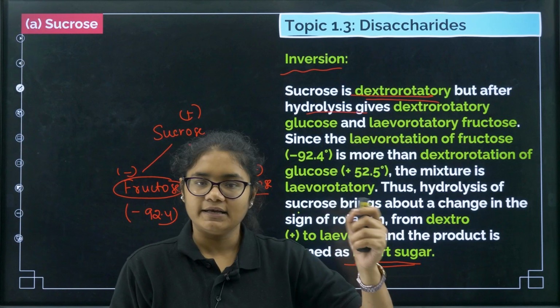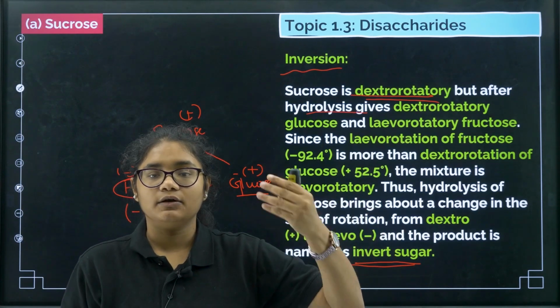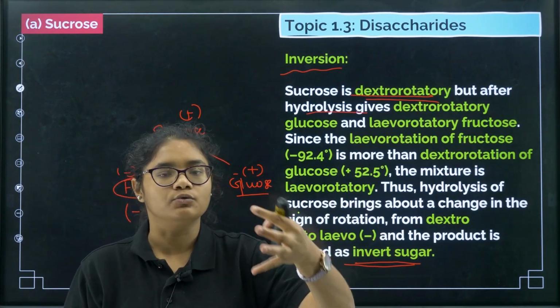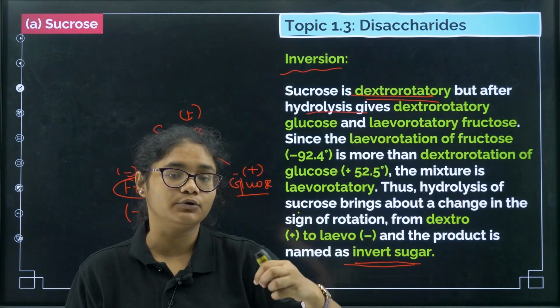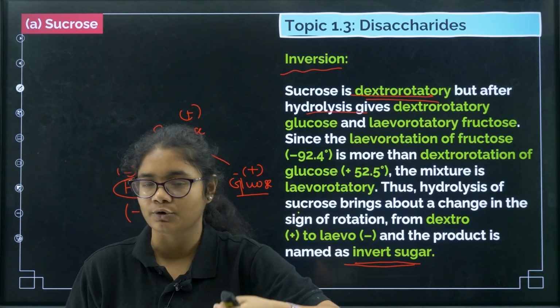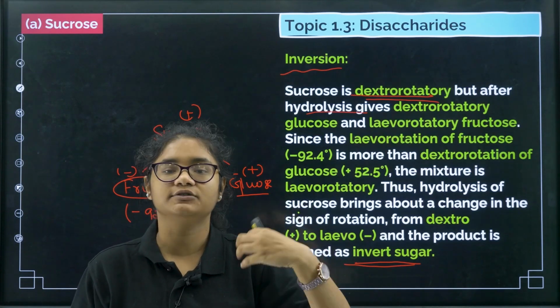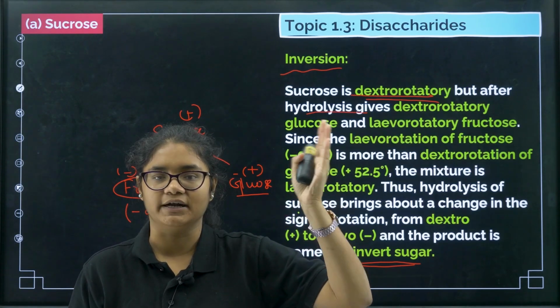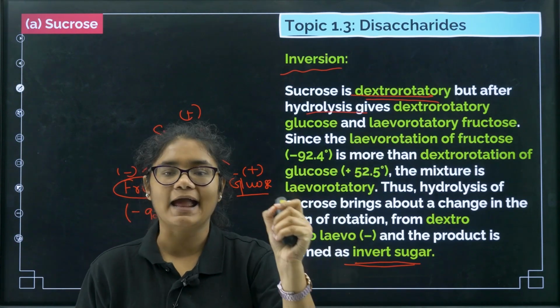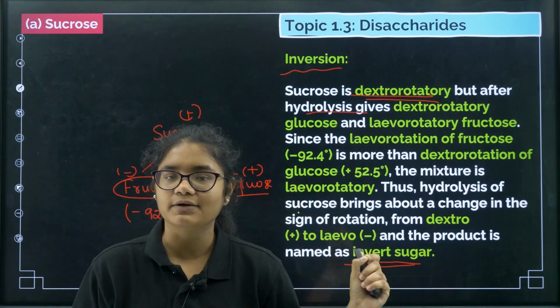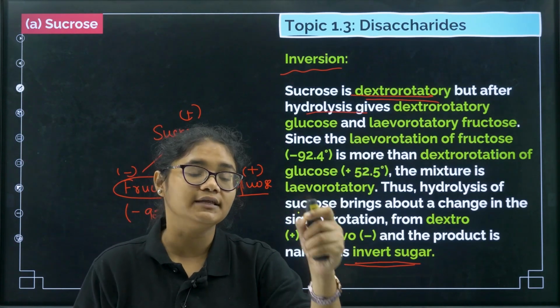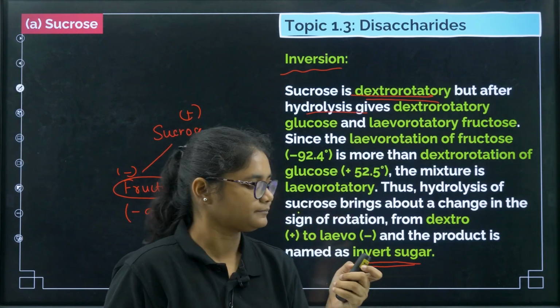Earlier it was dextrorotatory. Once it undergoes hydrolysis, fructose is formed, glucose is formed. Fructose levorotation is more than glucose dextrorotation. So fructose dominates the solution and it rotates the plane polarized light in the anti-clockwise direction, and we say the solution now becomes levorotatory. Clear?